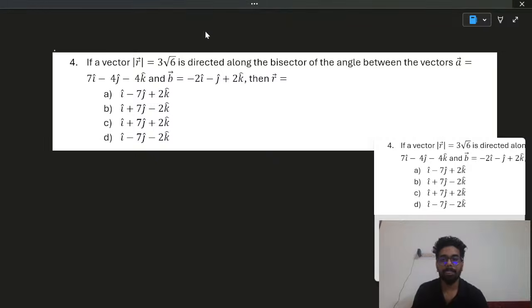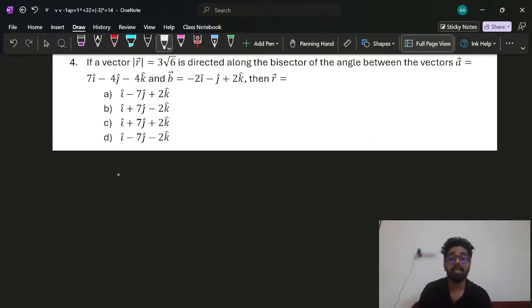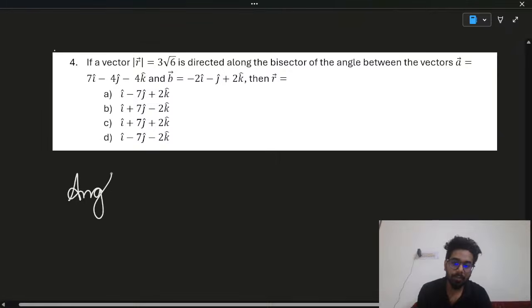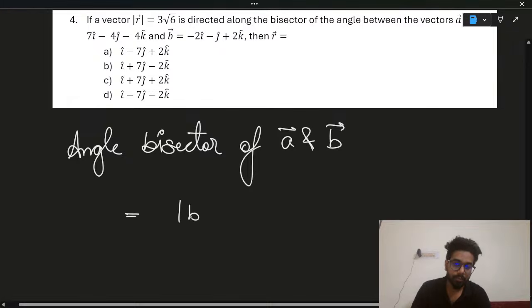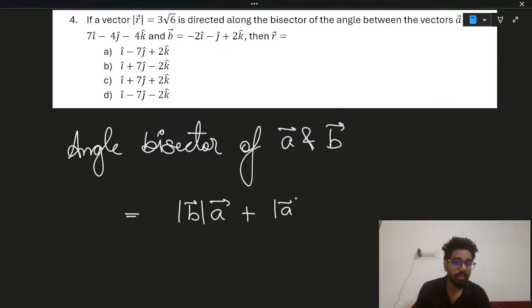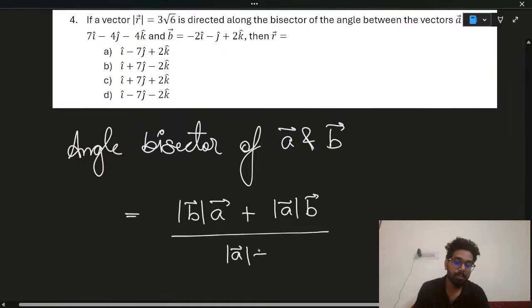Now this one. They are asking for a vector along the bisector. First of all, what is the angle bisector? Directly the formula: the angle bisector of A vector and B vector. Write down this formula: magnitude of B into A vector, plus magnitude of A into B vector, upon magnitude of A plus magnitude of B.